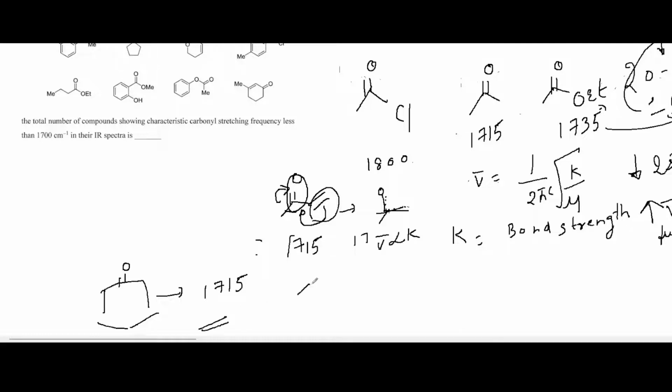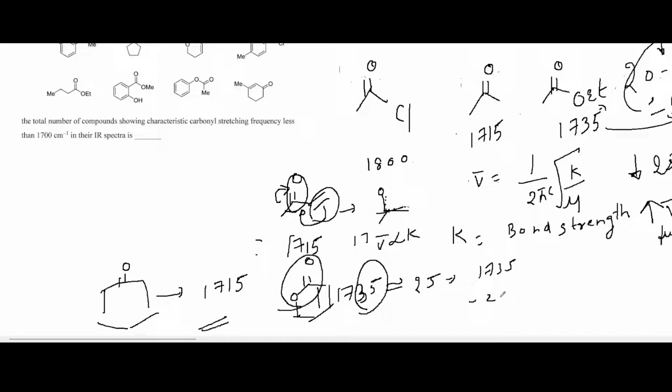And this one is a lactone. So this has an ester group, right? It has a range of some 1735, and resonance will decrease it by at most 25. Even if you get to 25, 1735 minus 25 is 1710. So it is not less than 1700. The stretching frequency of this one is 1710.